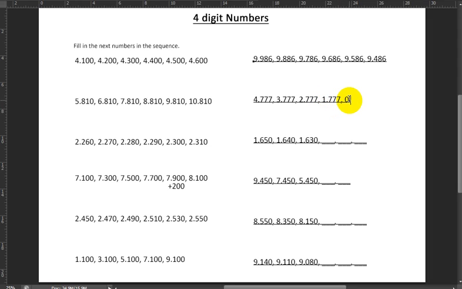So should I write this? No, I can just delete this. 0 thousands means I don't need to write any thousands. I can just not write this. It has no thousands.